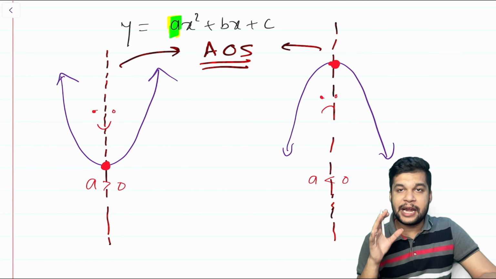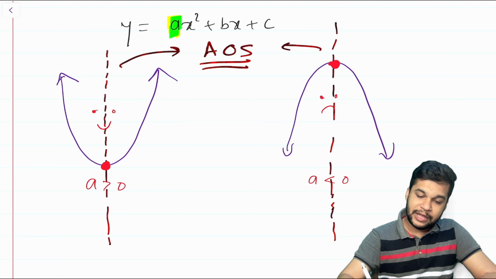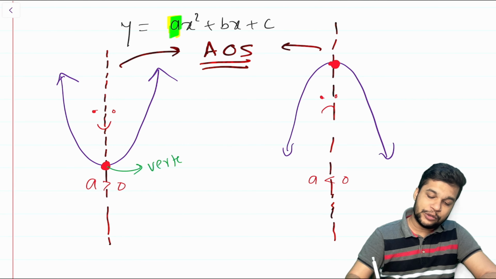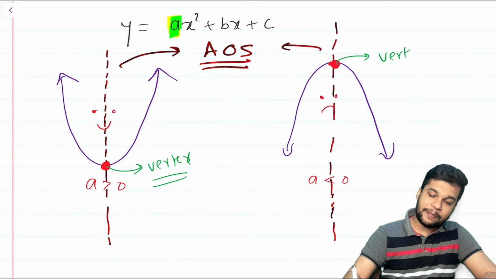So basically this red point is known as the turning point. Now there is one more interesting name for this. This red point is also known as the vertex of the parabola.